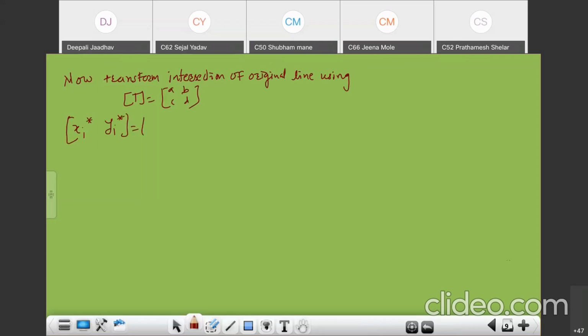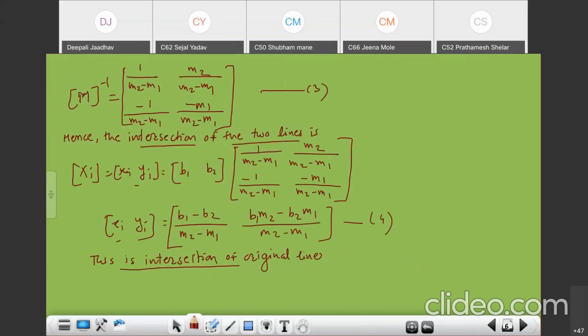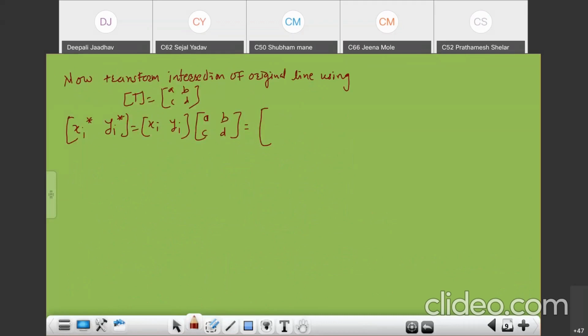So the intersection of the original lines is xi, yi. Multiply it with the transformation matrix A, B, C, D. So xi, yi, what is it? It is B1 minus B2, correct? What is xi, yi? B1 minus B2 divided by M2 minus M1. So that value I will write it here.